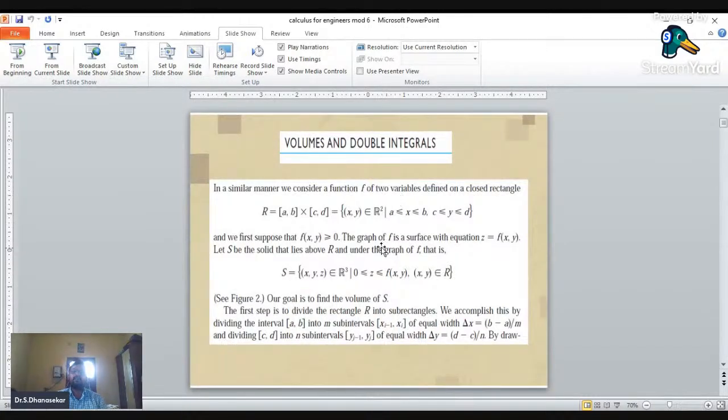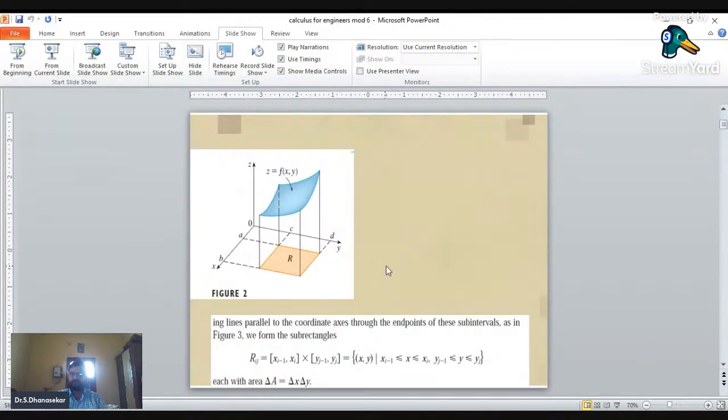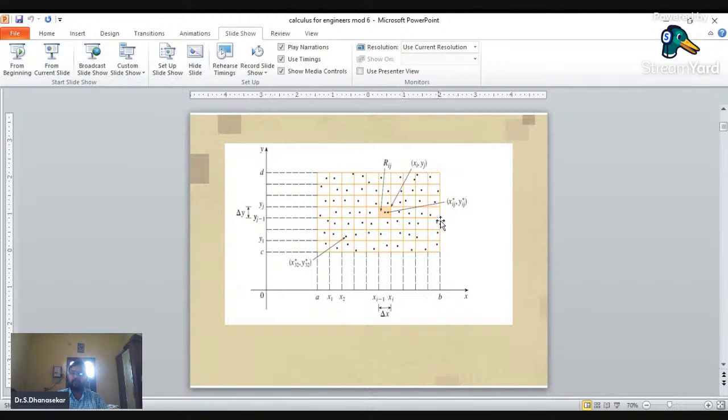So when you are coming to the double integral, volumes and double integral, the main thing we have to be very careful about is this. You are going to divide the space with two lines. One is parallel to the x-axis, another one is parallel to the y-axis. That means this whole section will be divided into small rectangles like this, whose width is del x and whose height is del y.